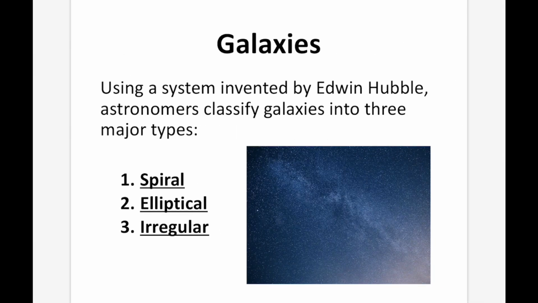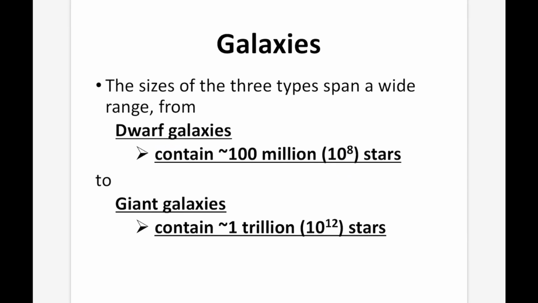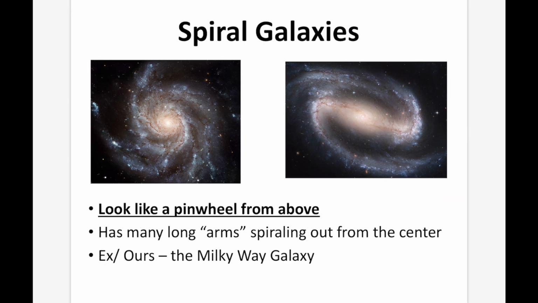Galaxies. Using a system invented by Edwin Hubble, astronomers classify galaxies into three major types: spiral, elliptical, and irregular. The sizes of the three main types of galaxies span a wide range. We have everything from dwarf galaxies, which contain about 100 million stars, to giant galaxies, which contain over 1 trillion stars. Now, spiral galaxies look like a pinwheel from above. You can see the arms spiraling out from the center.